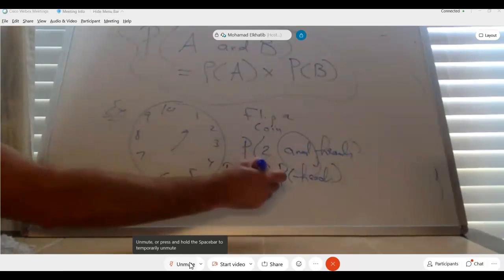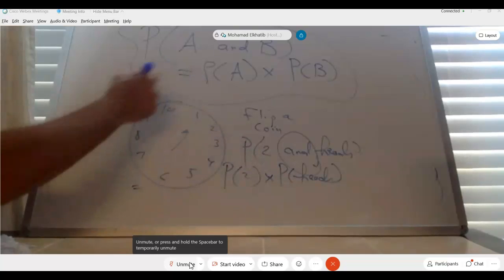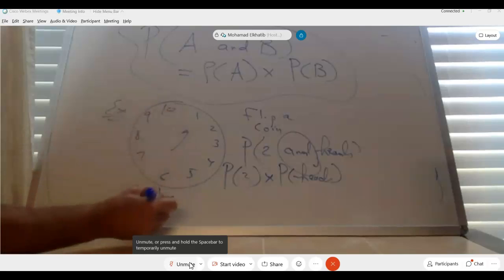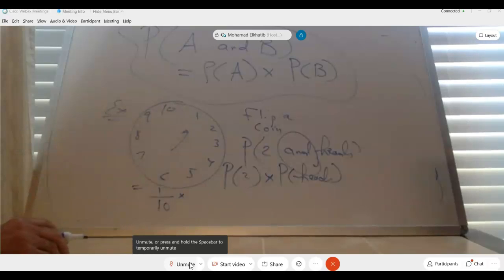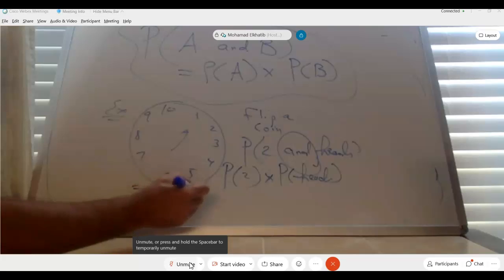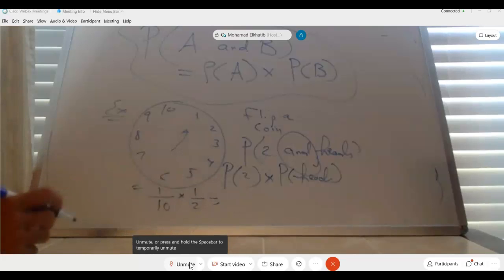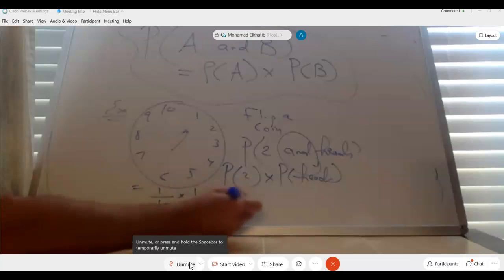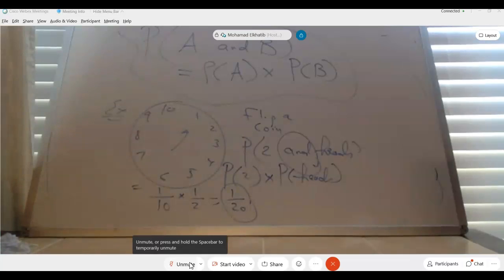What's the probability of 2? How many 2s do you have in this series? 1. What's the total sample space? There are 10 numbers. What's the probability of getting heads? 1 out of 2. And how do you multiply fractions? Straight across. 1 times 1 is 1, 10 times 2 is 20. And there goes my answer.